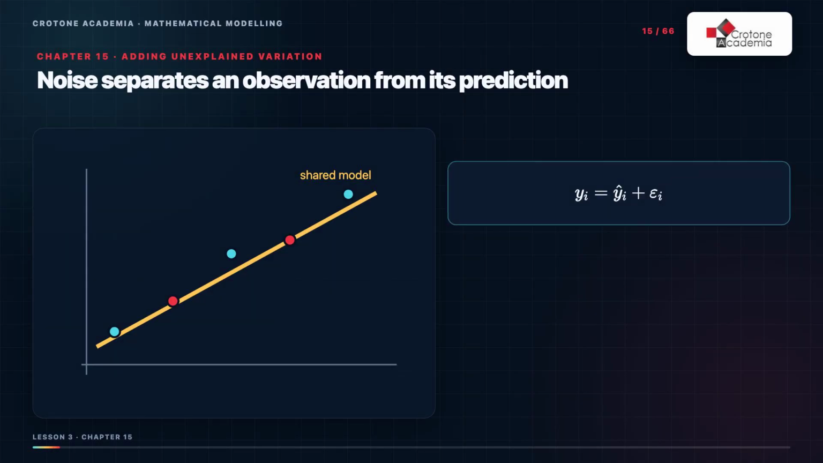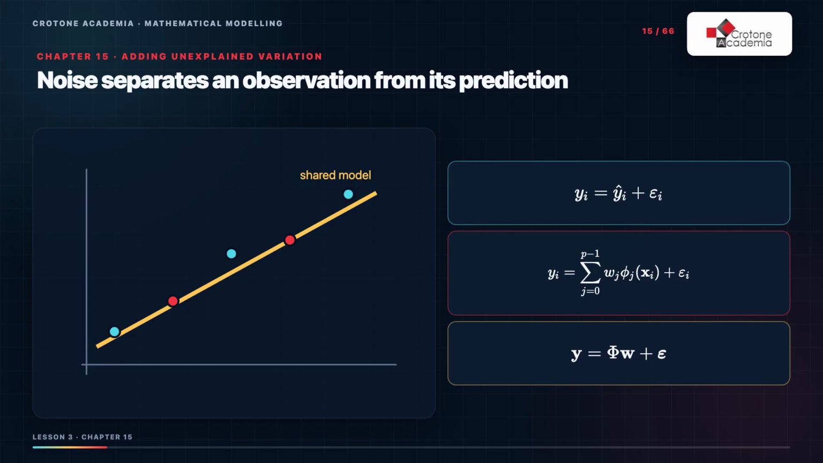Now, I'm going to guide you through this idea. For observation i, write y sub i equals y hat sub i plus epsilon sub i. Epsilon represents the part of the observation not explained by the model prediction. In a general basis function model, the weighted feature sum plus epsilon produces the observation. Stacking all rows gives y equals phi w plus epsilon. Because epsilon is generally non-zero, the strict equation y equals phi w may be impossible for the observed data. We instead seek phi w approximately equal to y.